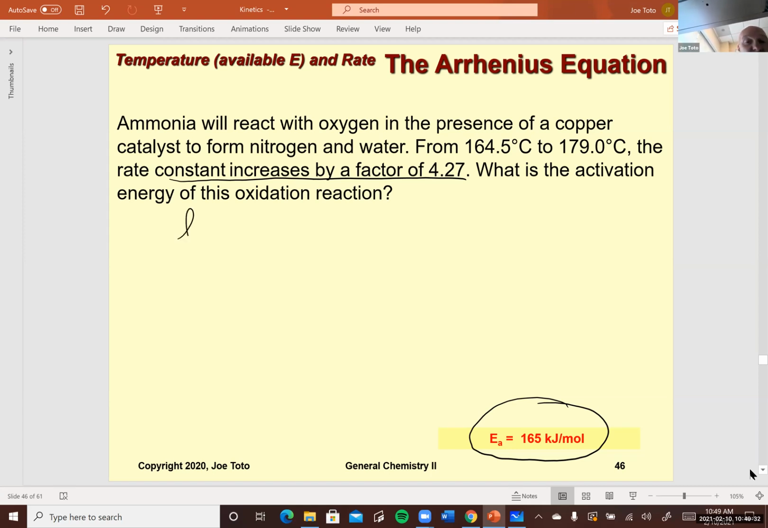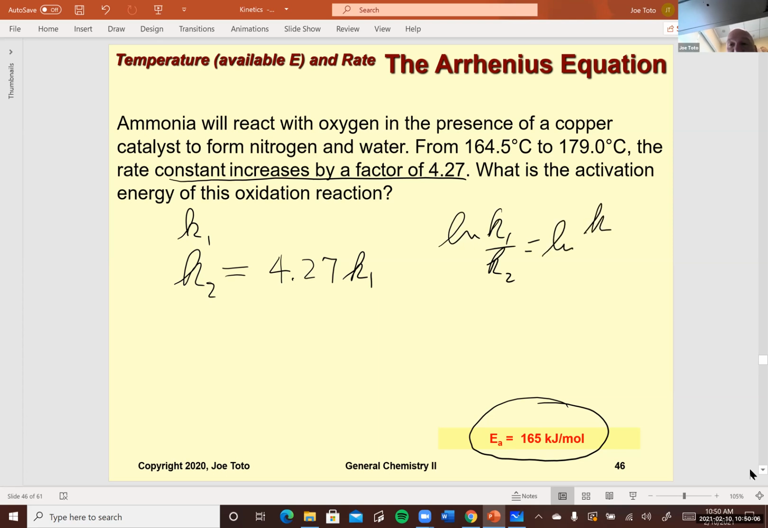So I have a rate constant of K1, and I have another rate constant of K2. And it says K2 increases by a factor of 4.27. So that means K2 equals 4.27 K1. That's what they're telling you. So when you form that ratio in the Arrhenius equation of K1 over K2, that's going to look like K1 over 4.27 K1. So the K's cancel out. They don't even have to tell you what the K's are for you to solve the problem. Make sure that you convert these to Kelvin and see if you can get that.